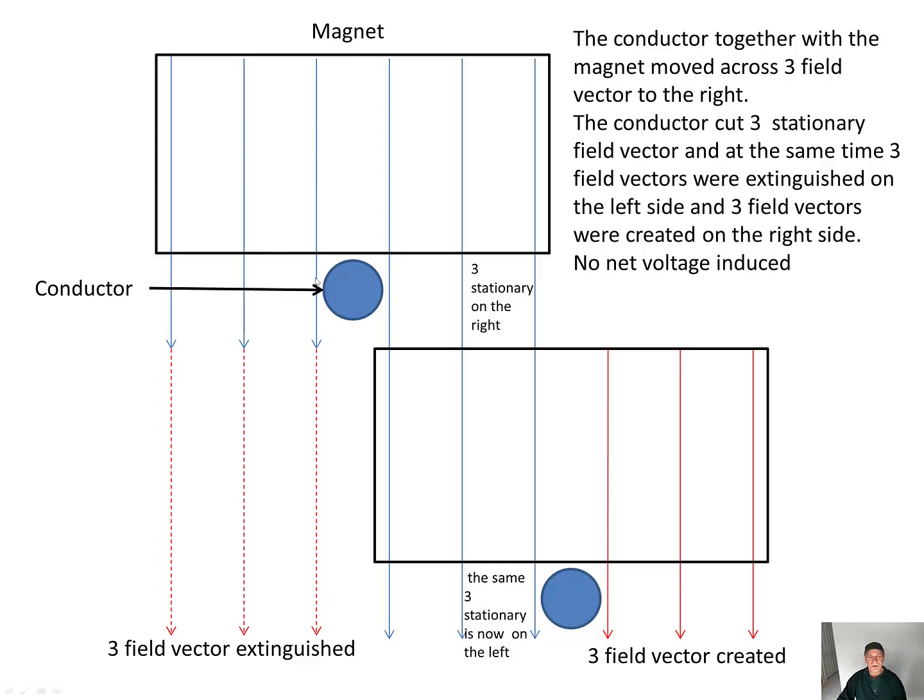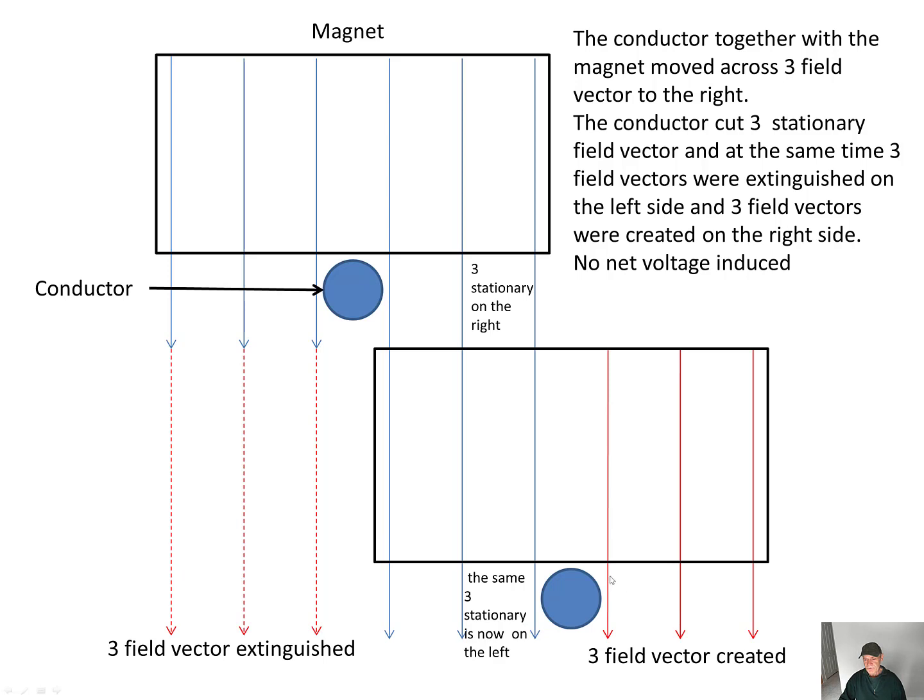Here's a more detailed example of a conductor moving with the magnet. The conductor together with the magnet moves across 3 field vectors to the right. The conductor cuts 3 stationary field vectors, and at the same time 3 field vectors, these 3, because this is the conductor, it moved 3, and these 3 field vectors here were extinguished, shown by the red dot.